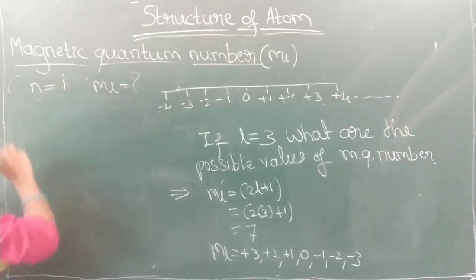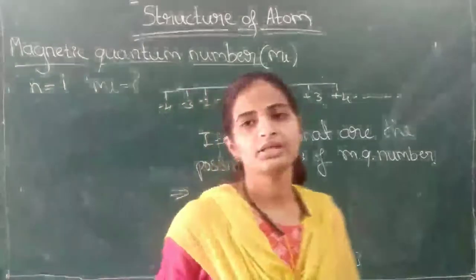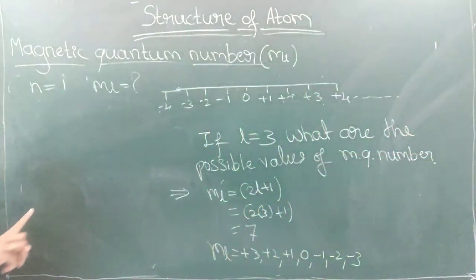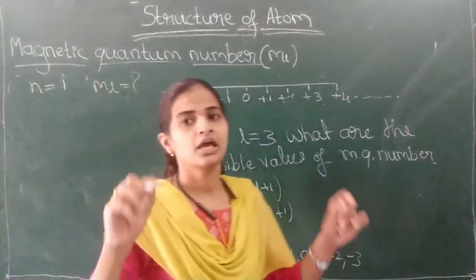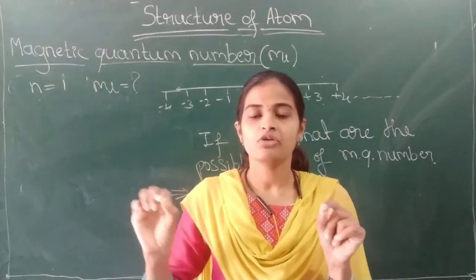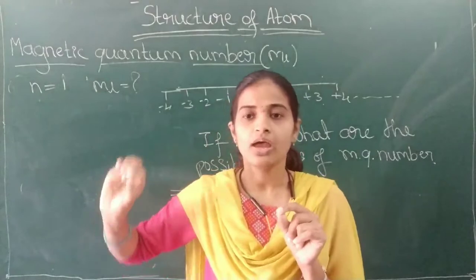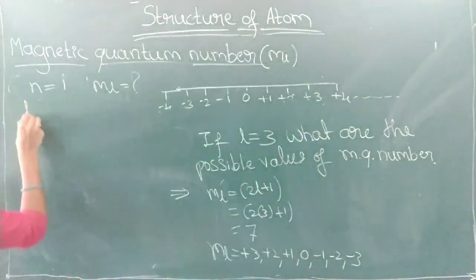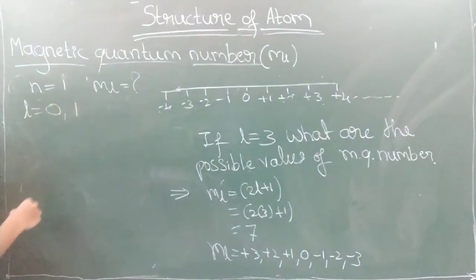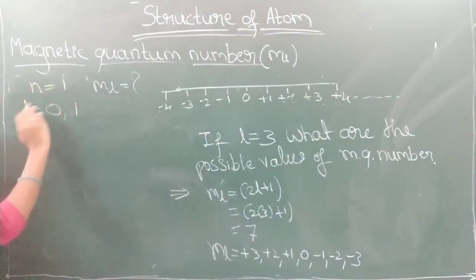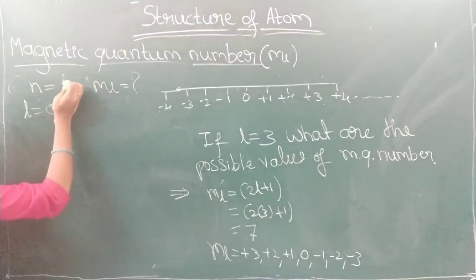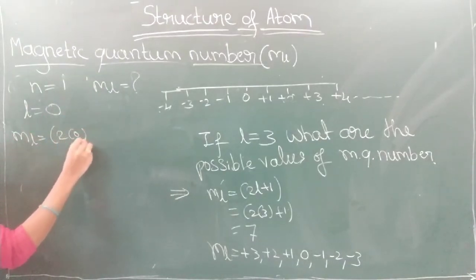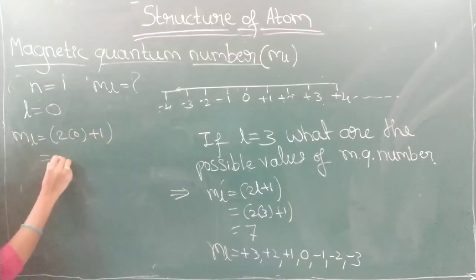We cannot calculate directly, isn't it? Before that, we have to calculate L. When n is given, how to calculate L? When n is given, L values will start from 0 and end up to n minus 1. Therefore, L is equal to 0. Can I write 1? No, because 1 less than this value I have to write. Now we can substitute here, 2L plus 1.